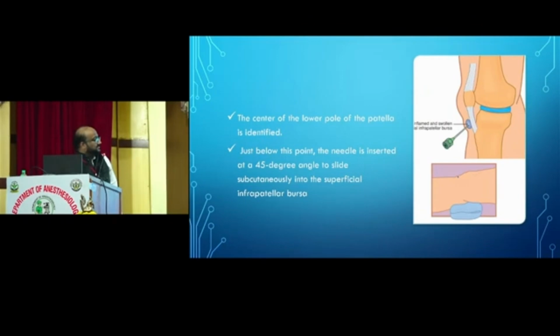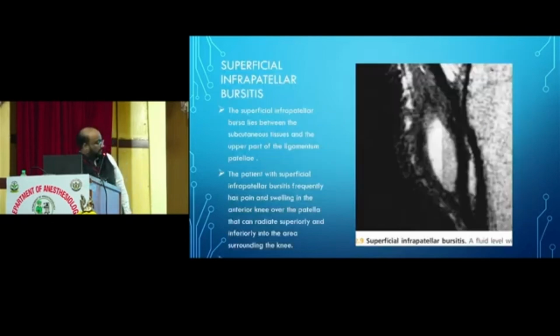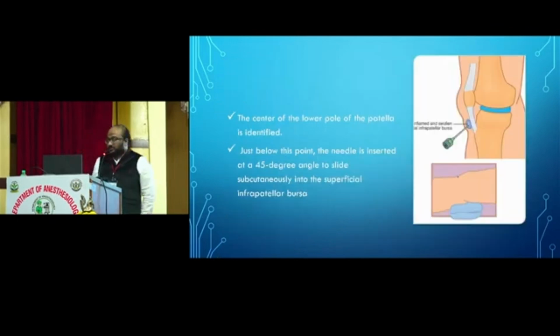So above this is the superficial infrapatellar bursa. Below the patella, so infrapatellar. Above this, so superficial. When it is below it, it is called deep infrapatellar. The center of the lower pole of the patella is identified somewhere here. This is the patella. This is the lower pole of the patella. Just below this point, a needle is inserted at a 45 degree angle to slide subcutaneously into the superficial infrapatellar bursa.